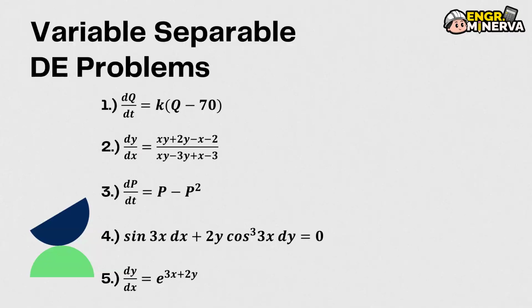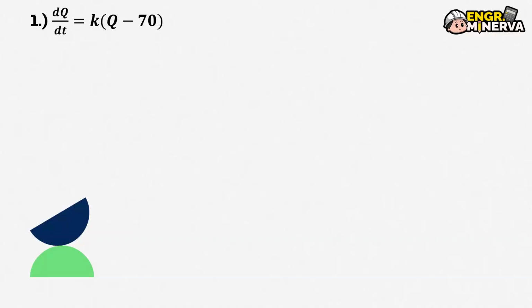Let's start with the first example. The derivative of q with respect to t is equal to k multiplied by q minus 70. Again, this type of differential equation is variable separable because we can separate the variables with their respective differentials. In this type of differential equation, we only have two variables, q and t, and the k here is a constant.